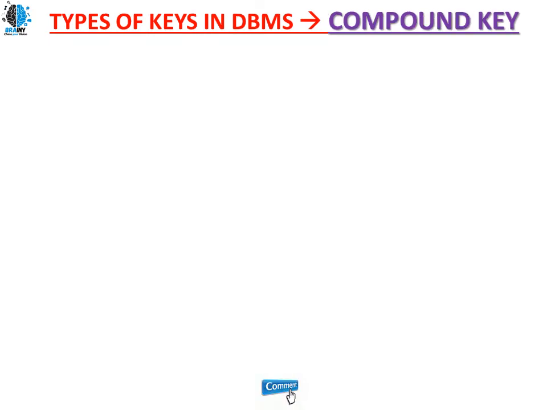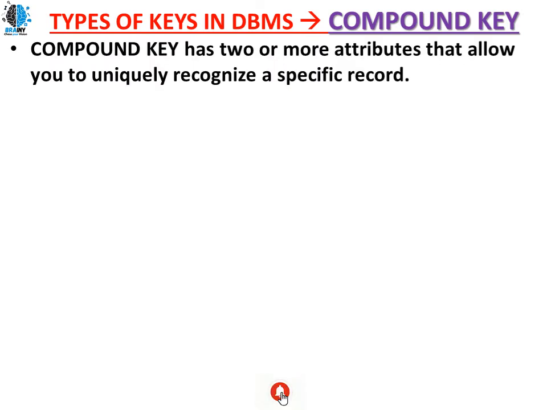Next I have the compound key. What is a compound key? By the name itself, compound means it is a combination of some keys. We have the candidate key, which is also a combination. So how are that combination and this compound combination different? Let's see. A compound key has two or more attributes that allow you to uniquely recognize specific records. So it is also a combination of two or more attributes.